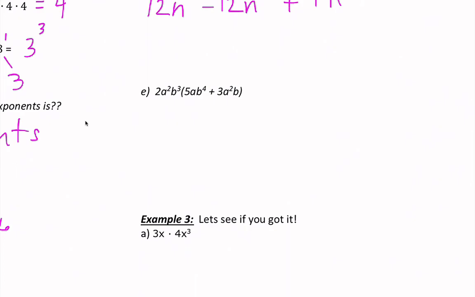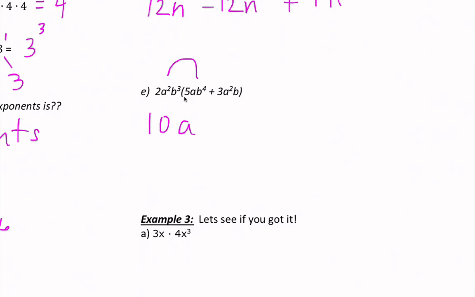Okay, so we're going to distribute again. First of all, I'm going to take 2a squared b to the third and multiply it by 5ab to the fourth. So the first thing I pay attention to are the coefficients, the big regular numbers, and I'm going to multiply them like normal. So 2 times 5 is 10.